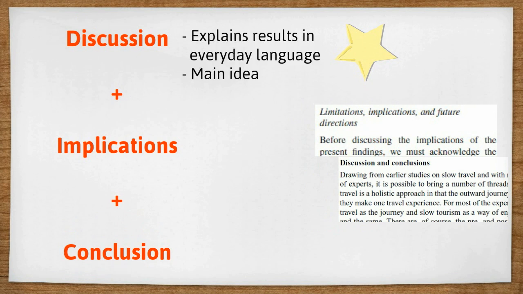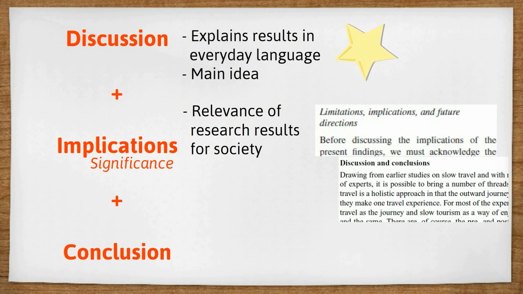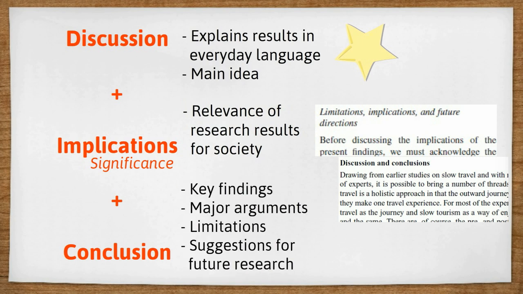Discussion explains the results, often with everyday language, so you can easily read it and grasp the main idea. Implications or significance explains the relevance of the results for society. The conclusion highlights the key findings and major argument again. Some may also mention the limitation of the research and suggestions for future research in this part.